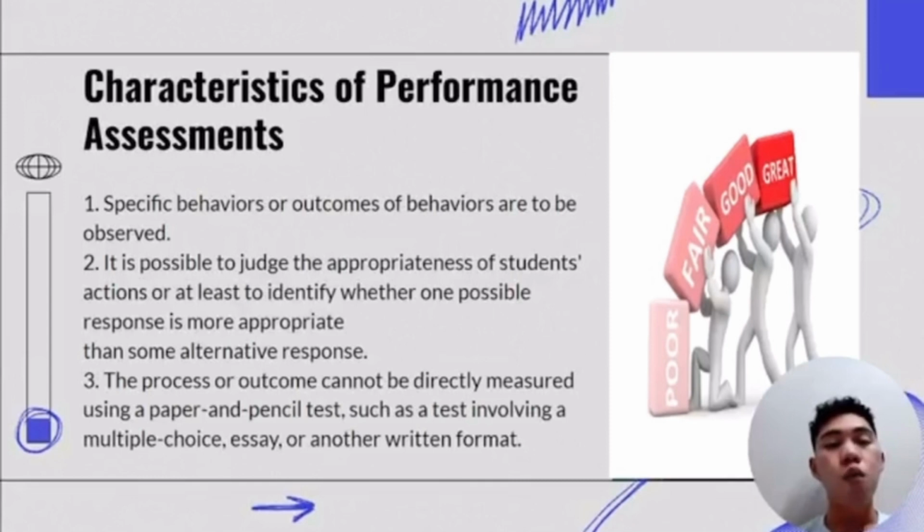So, when dealing with performance assessments, it should be on point to the performance or the behaviors or outcomes that you may observe during, before, and after the performance test. And next, it is possible to judge the appropriateness of students' actions or at least to identify whether one possible response is more appropriate than some alternative response. Next, the process or outcome cannot be directly measured using paper and pencil tests, such as tests involving multiple choice, essay, or another written format.